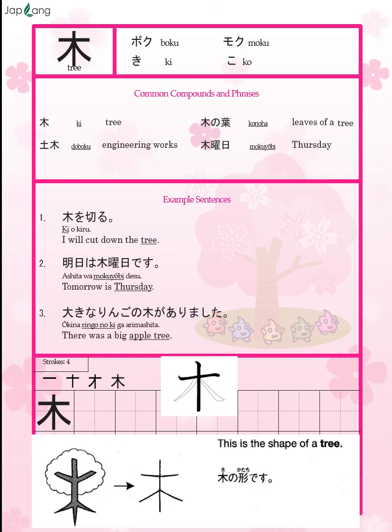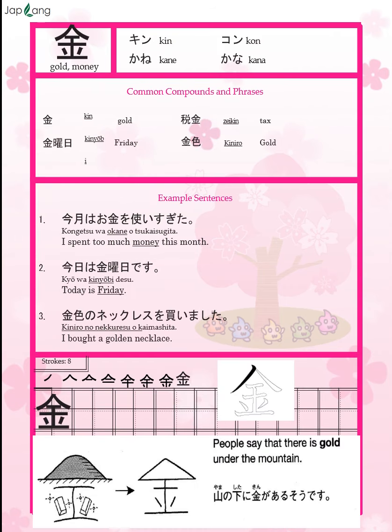This is a kanji, what I'm reading from the sentence. Next kanji is Kane, your Japanese reading, and the Chinese reading is Kin. So Kin means gold. Kinyobi will be Friday. Kin is tax, and Kin, gold. Like now, people say there's gold under the mountain. So you can relate this to how I'm writing the kanji.